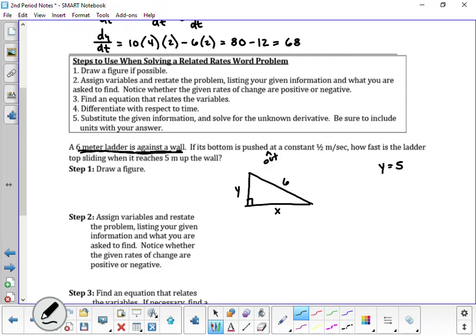This part right here, saying its bottom is being pushed out at a constant ½ meter per second, that's a rate. So is that the rate of x or is that the rate of y?